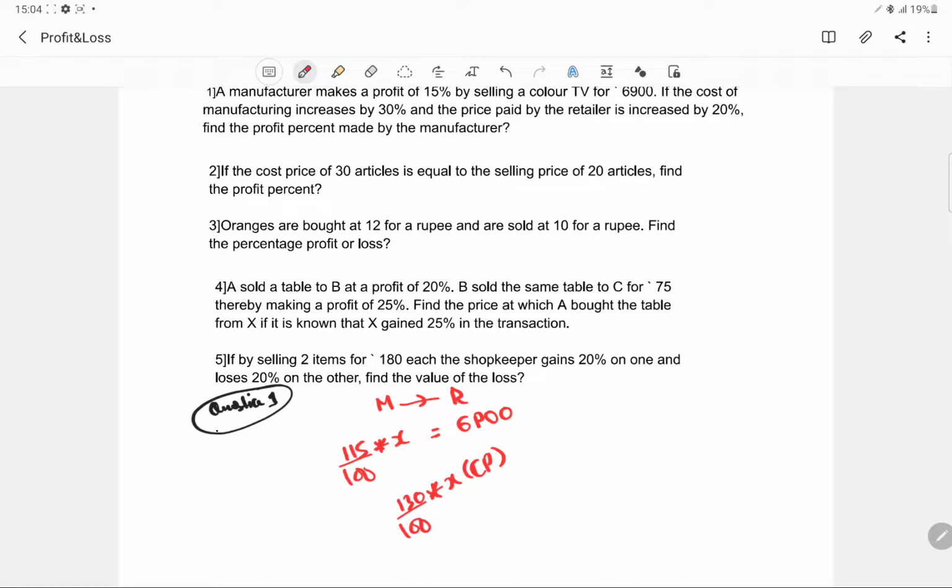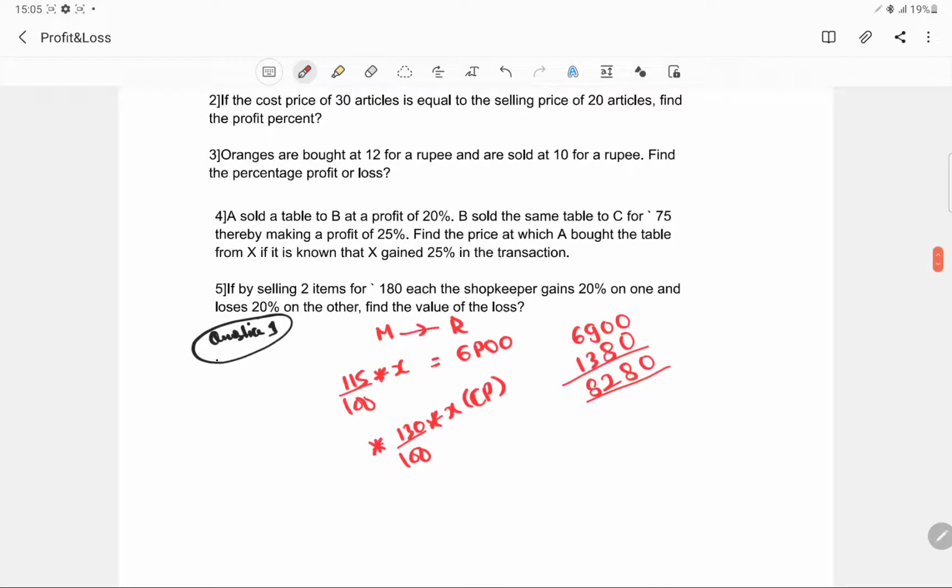So 20% increase, so this is like 6900, and this is like 690, so this is like 1380. So 20% increases this, so this is like 80, and this is like okay 7282. So the new selling price is this. Now they want to know what would be the profit percent of that.